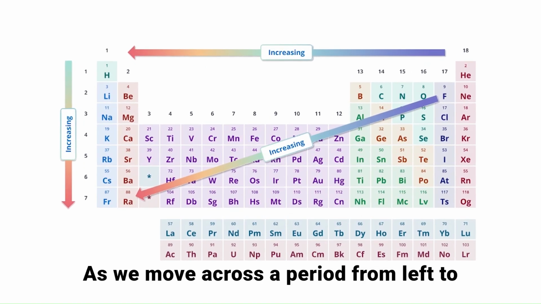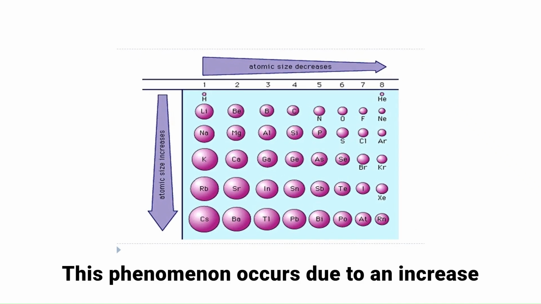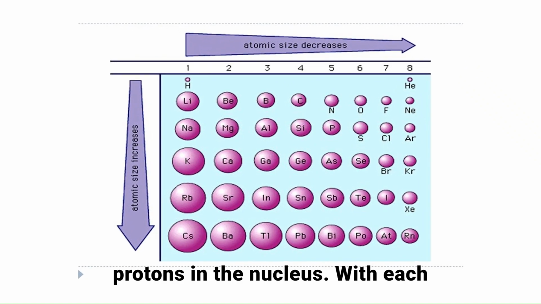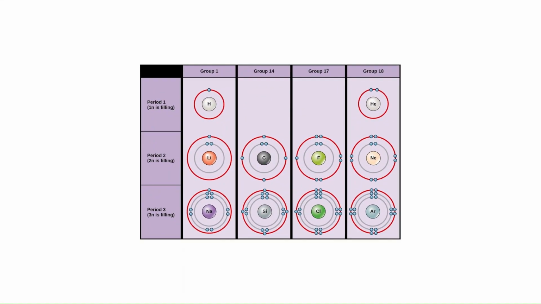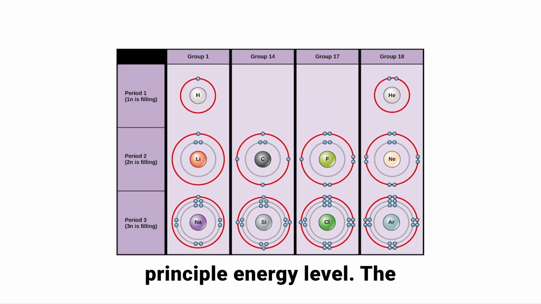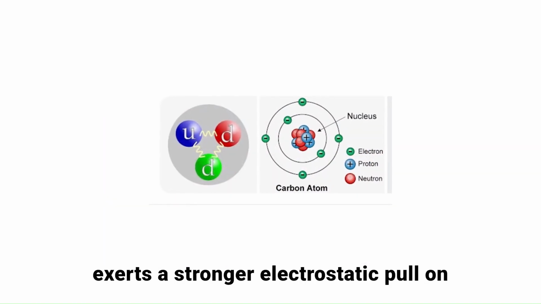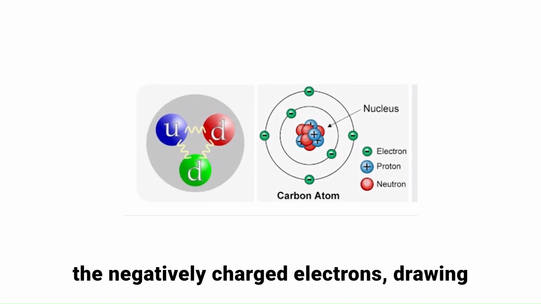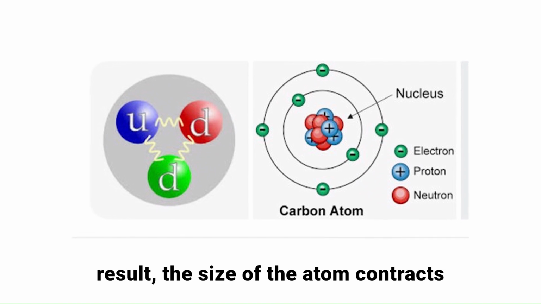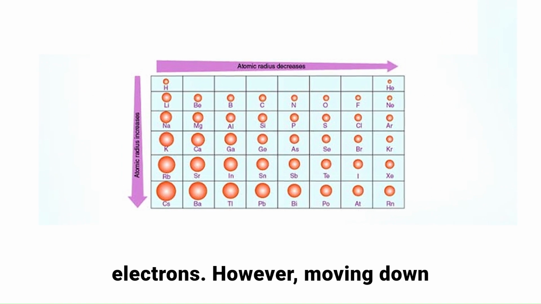As we move across a period from left to right, the atomic radius decreases. This phenomenon occurs due to an increase in nuclear charge, or the number of protons in the nucleus. With each successive element in a period, an additional proton is added to the nucleus, and an electron is added to the same principal energy level. The increasing positive charge of the nucleus exerts a stronger electrostatic pull on the negatively charged electrons, drawing them closer to the center. As a result, the size of the atom contracts, despite the increase in the number of electrons.